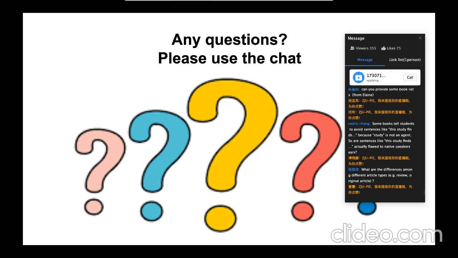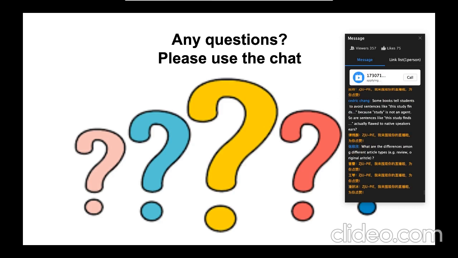So some books tell students to avoid sentences like "this study finds," because a study is not an agent. You would say "the results of this study show," or "the outcomes of this study show," because exactly, the study itself is not an agent. Study, analysis, project. I would write something like "the results of this analysis show," or "the results of this study reveal that," so that's the way to structure that sentence.